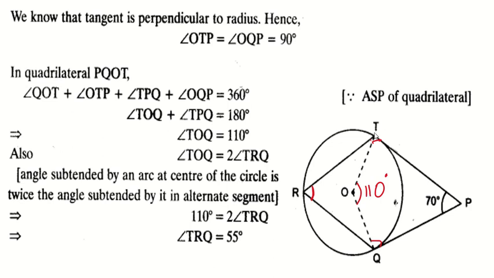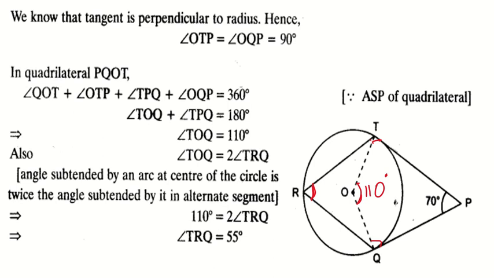So here we have one more theorem. The angle subtended by an arc at the center of the circle is twice the angle subtended by it in the alternate segment. So if it is 110, this will be half of this, because this is the angle subtended at the center of the circle, and this is in the alternate segment. So 110 equals twice TRQ. TRQ is equal to 55 degrees.